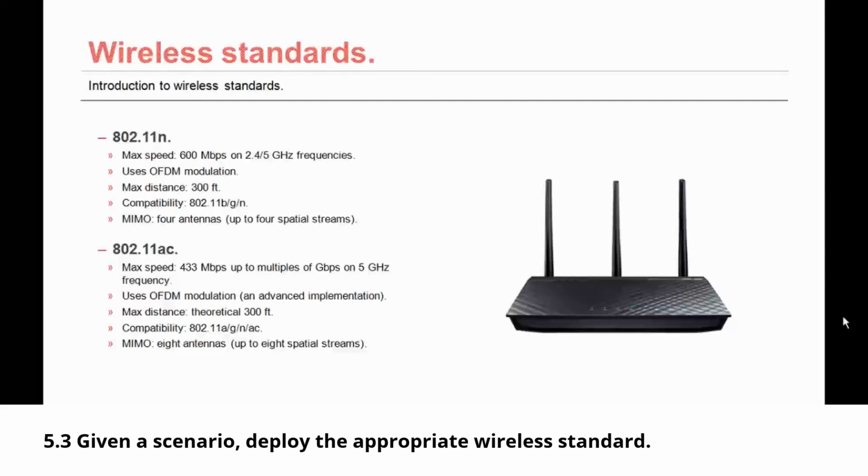When 802.11ac was introduced, they improved the MIMO technology, which now allows for up to 8 antennas, which means that there can be up to 8 separate spatial streams of data.